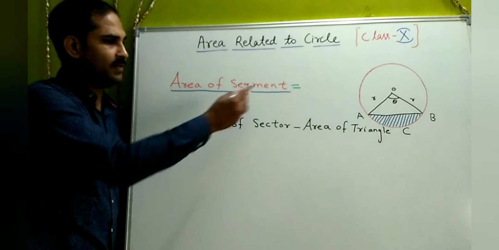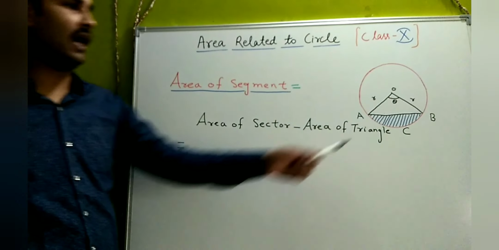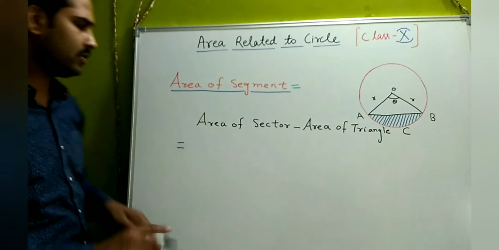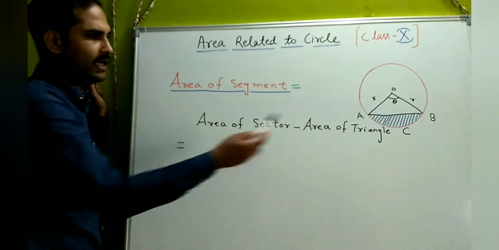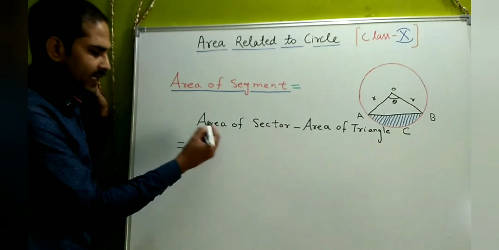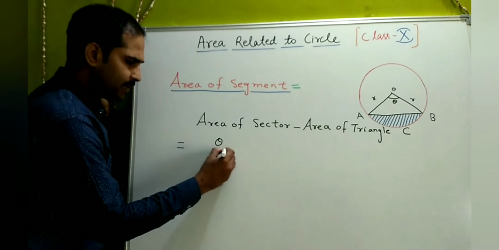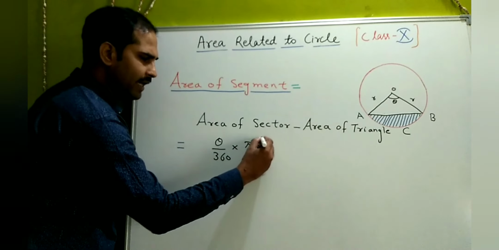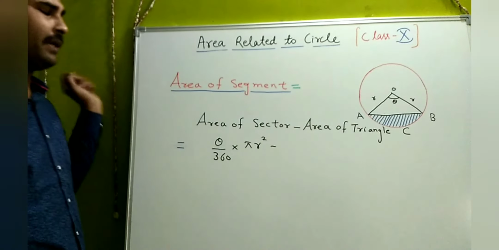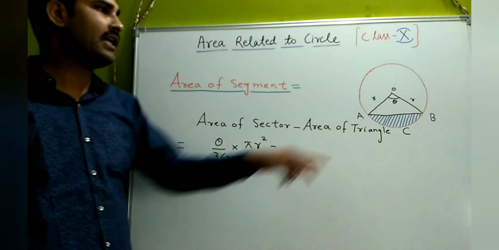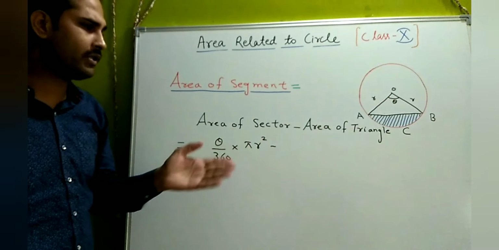Now the area of segment. As we know, a segment is formed between the chord and the corresponding arc. So the area of segment is the area of the whole sector minus the area of the triangle. As you know, the area of sector is obtained by theta divided by 360 multiplied by pi r square, and the area of triangle depends upon the central angle. If it is a right angle triangle then it is half base into height, if it is 60 degrees then it is root 3 by 4 side square.